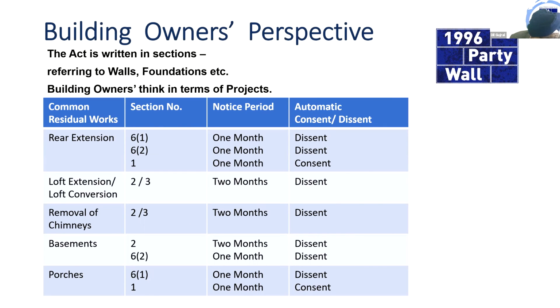Does this apply to outbuildings, and what section, please? Yes, so it can apply to outbuildings. Where you're building an outbuilding and your neighbors have already got outbuildings, they're notifiable under section 6, if your foundations are going to go deeper than theirs.